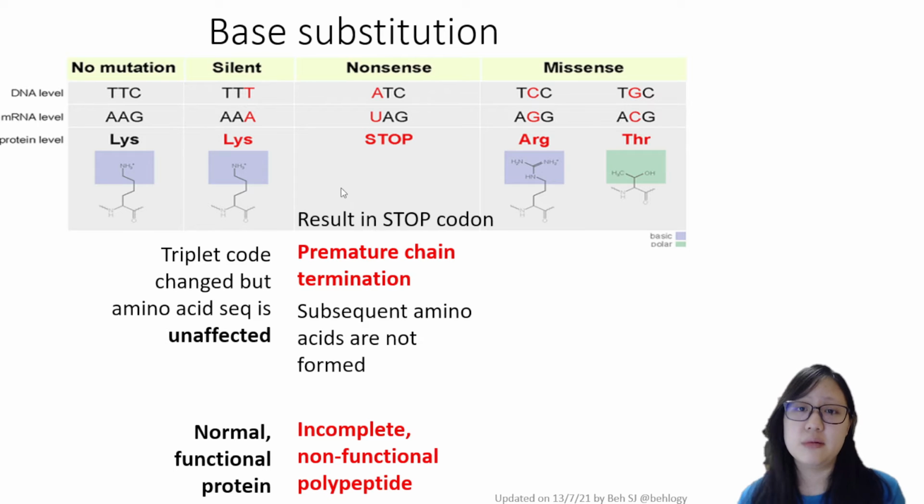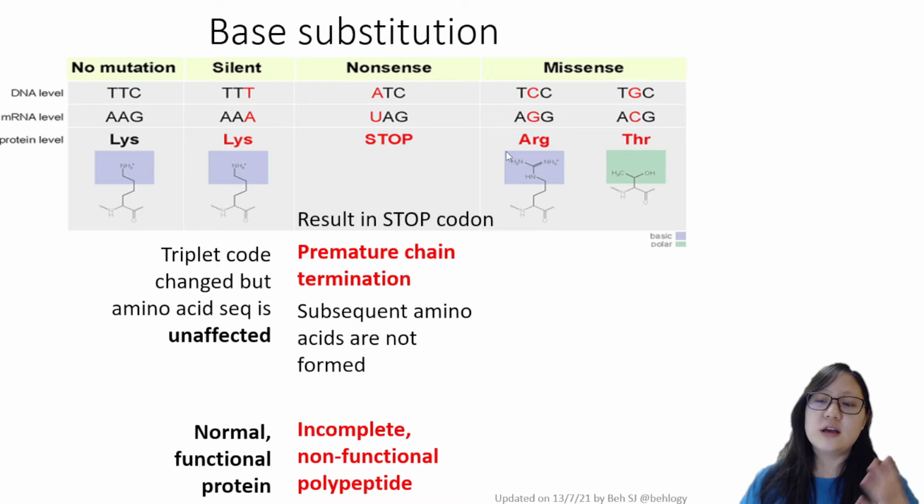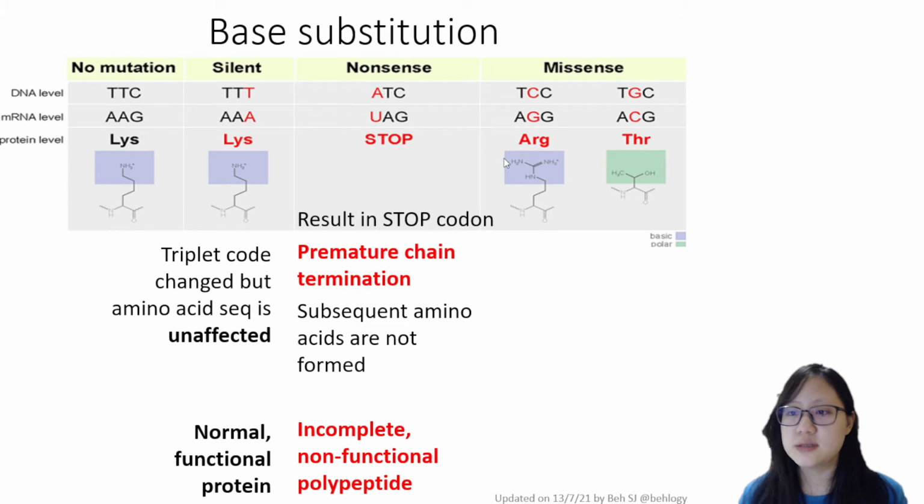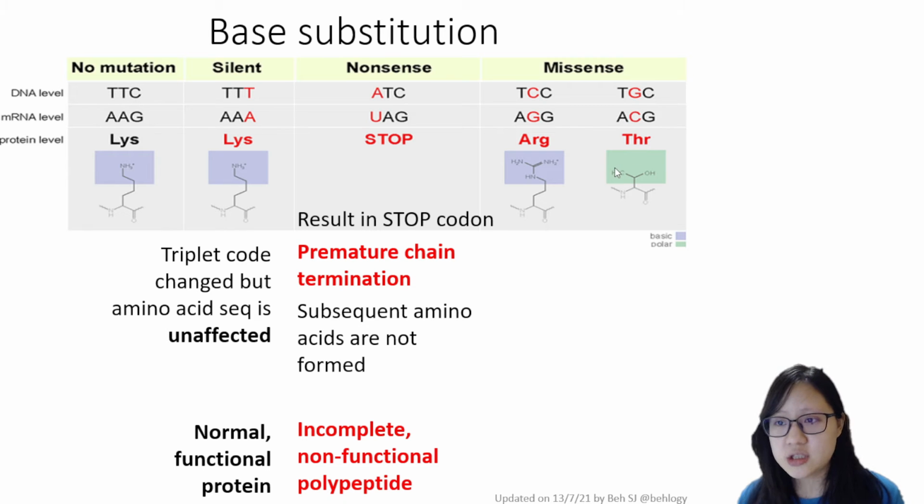This is very problematic. Now, again, depending on the location of base substitution, this could also result in a missense mutation, as we saw just now. TTC becomes TCC, or maybe TTC would become TGC. And in both cases, lysine is changed to a different amino acid. However, we see here that lysine and arginine are both in a purple box, which tells you that they're both basic. Threonine, on the other hand, is polar.